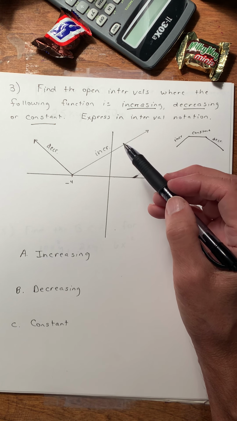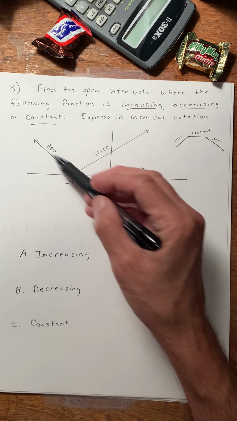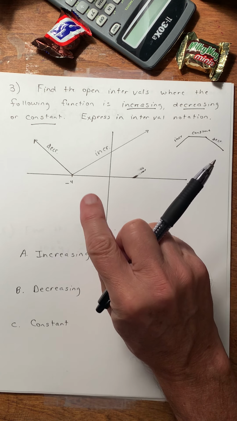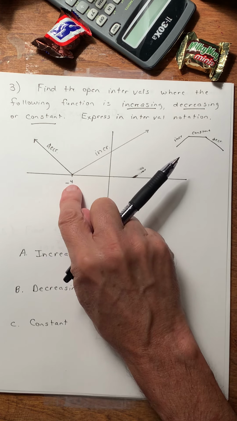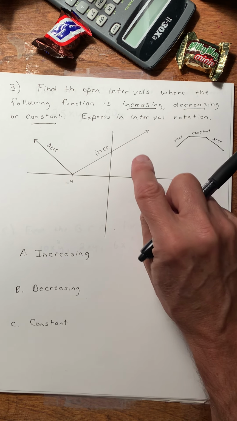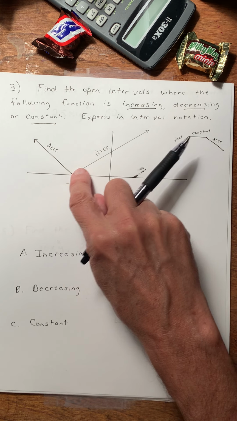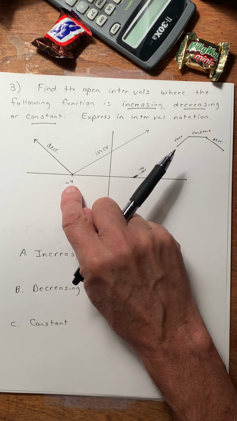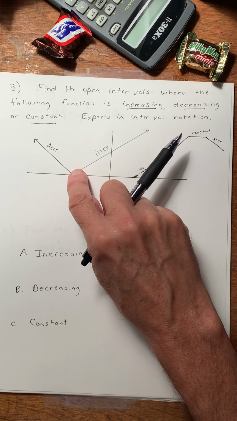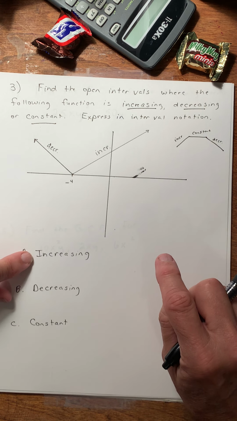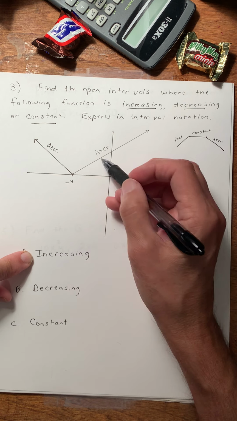If you're confused about that, there's a good reason you should be confused. This -4 is part of both of them. So here's my point. I do not use the point of transition where it stops decreasing and starts increasing. I do not use that in either of the intervals. So -4 is not included in this guy. -4 is not included in that guy. So when I'm talking increasing, it's not -4, it's everything to the right of -4.